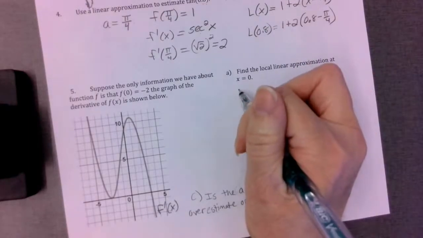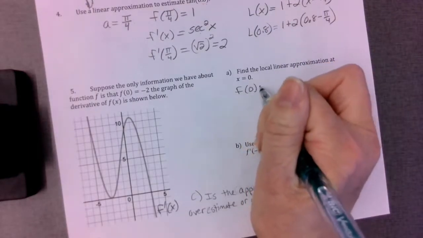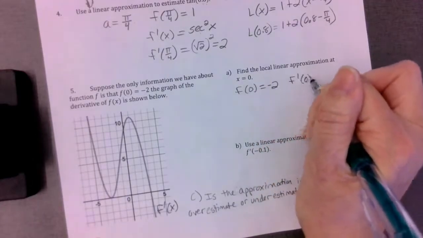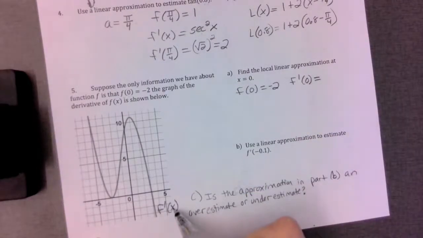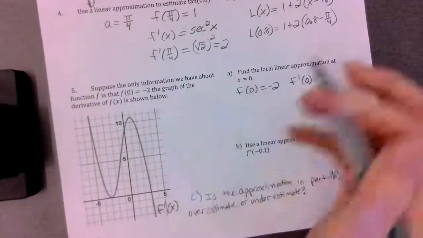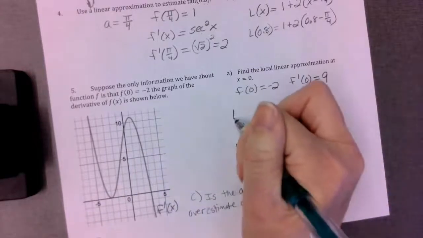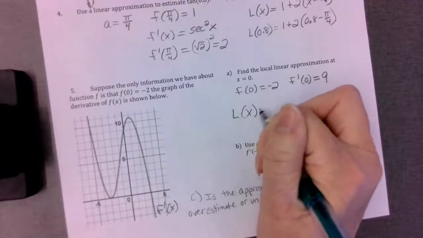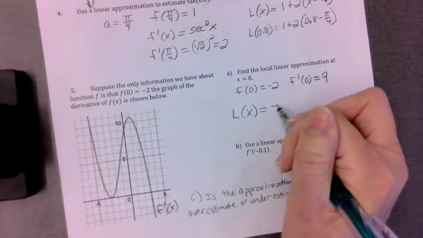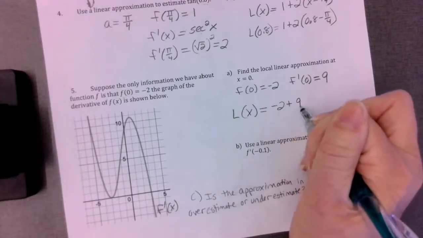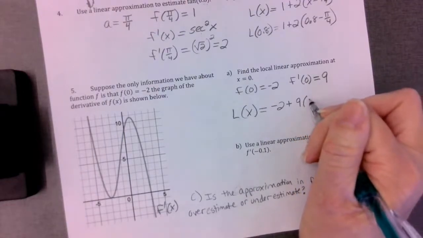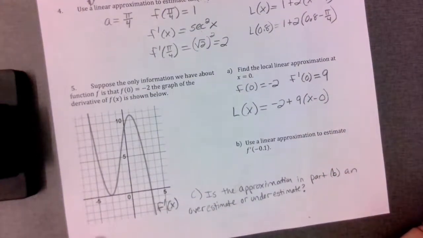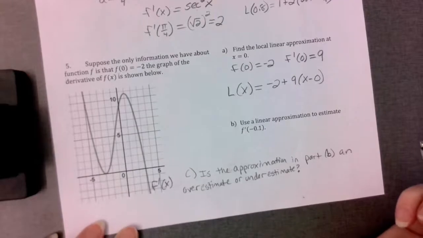So what do I need to know? I need to know f at 0. That's given at -2. And then I would need to know f prime at 0. Well, this is the f prime graph. At 0, it looks like it's at 9. So the linear approximation at x equals 0, I would use this linearization to find it. -2 plus 9 times, technically x minus 0. You can write x minus 0 or just write x. Either one is okay. So that's the local linear approximation at 0.